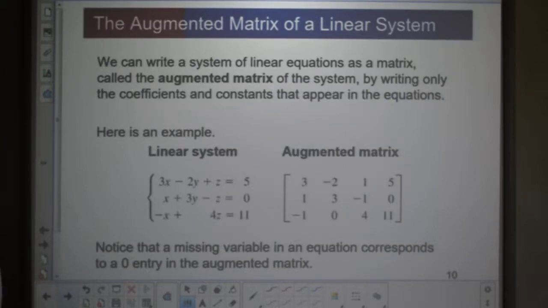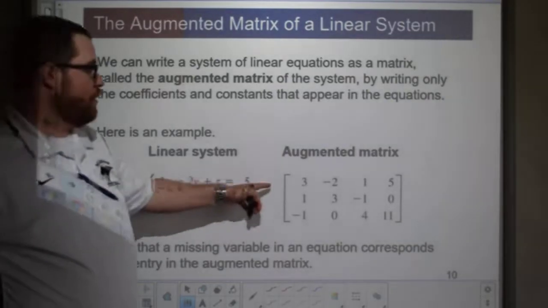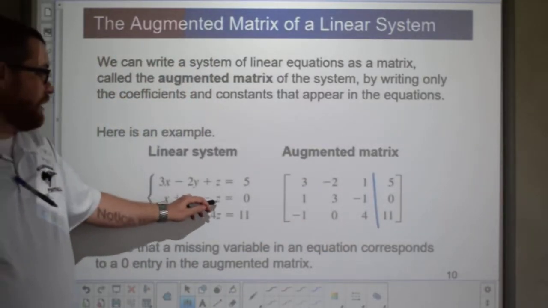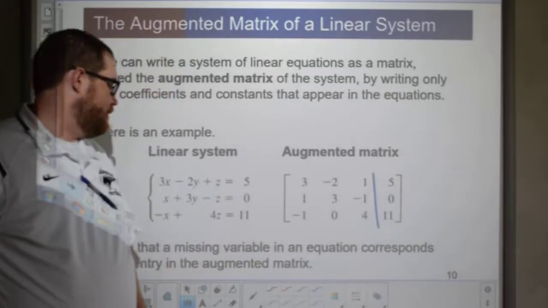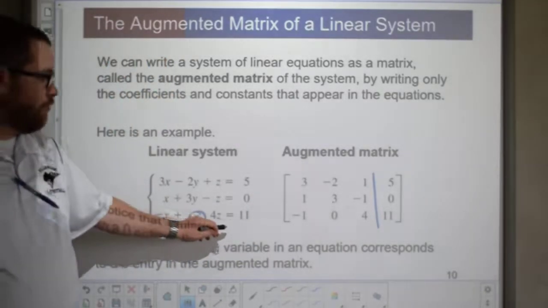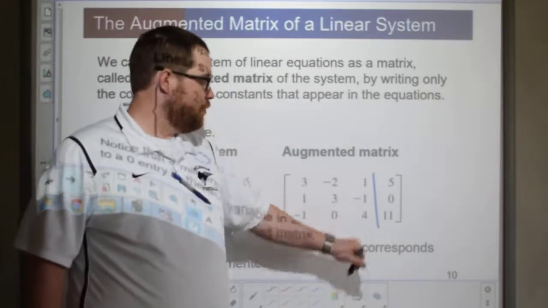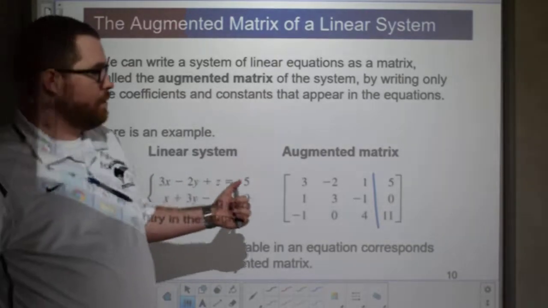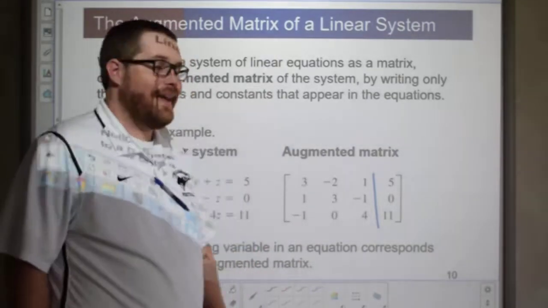So for example, for this 3 by 3, 3, -2, 1, 5, again I'm going to put the line there to split them. 1, 3, -1, 0, then -1, 0, because it's missing, 4 and 11. So, it's very easy to take a system and write it as an augmented matrix, but then how do I solve it by hand?